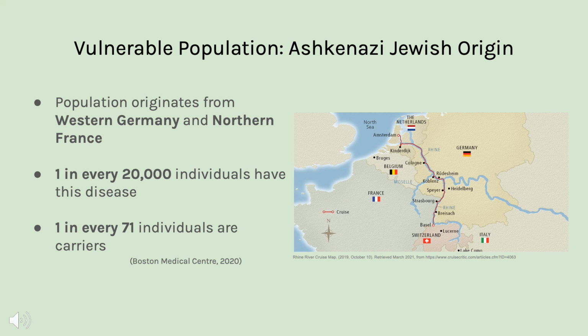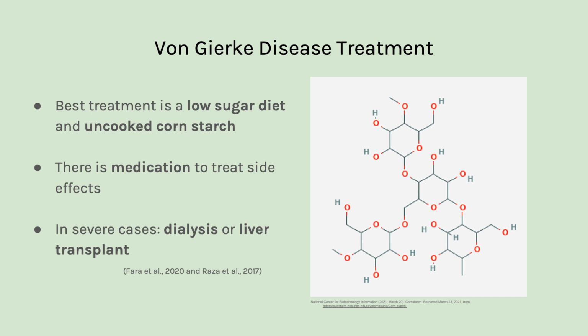In the general population, von Gierke's disease is present in 1 in every 100,000 people. In the Ashkenazi Jewish population, it is present in 1 in every 20,000 individuals, so their chances of having the disease is 5 times greater. Many people are also carriers of the disease. In the Ashkenazi Jewish population, 1 in every 71 individuals are carriers, which contributes to their increased risk of having the disease. I will also be discussing treatment methods.